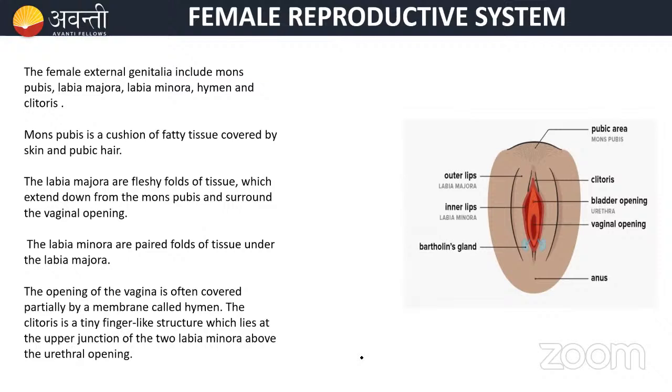An opening of the vagina is covered by a membrane, which is known as the hymen. And at the upper junction of the two labia minora, above the urethral opening, there is a finger-like projection, which is known as the clitoris.